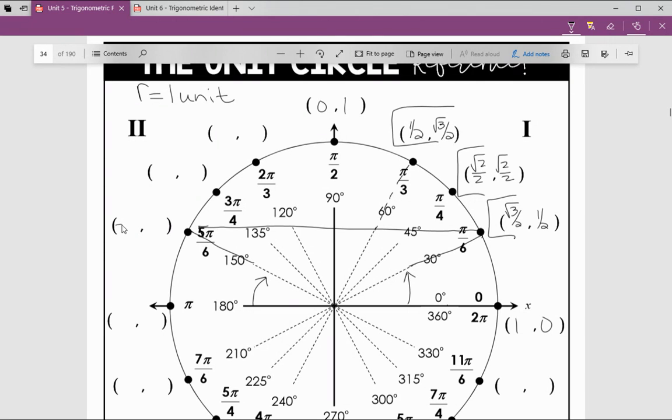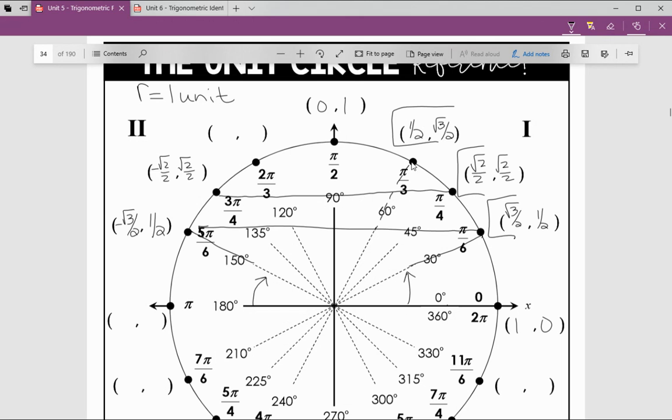Okay, that would be negative square root 3 over 2 and positive 1/2. The Y value is always positive in quadrant 2. So what do you think happens here? Because both of these angles are 45 degrees. So what do you think this ordered pair would be? Negative radical 2 over 2 and positive radical 2 over 2.